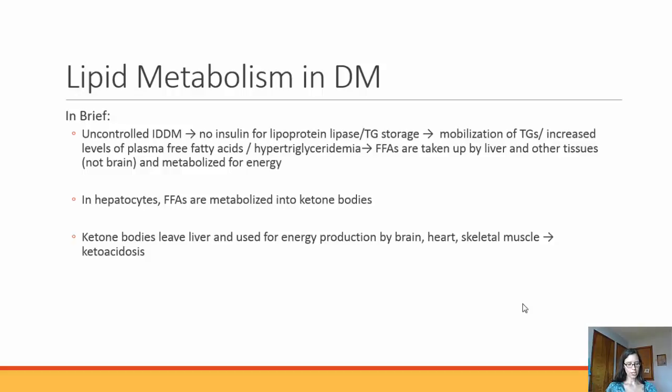Okay, so here we're going to talk about lipid metabolism in diabetes. We'll go more over this in the lipid section, but I just want to give an overview here because we are talking about diabetes. So briefly, if we don't have enough insulin, so what does insulin do? It helps us store things, right? So it's going to help us store triglycerides. So if we don't have enough insulin, we're not going to store these triglycerides. Instead, they're going to be left in our blood and we'll have hypertriglyceridemia.